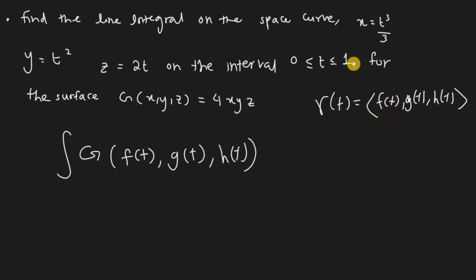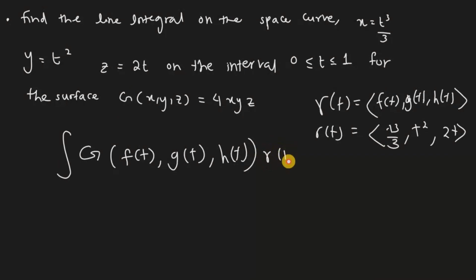And in this case, x is t cubed over 3, so this is the x component, and then g of t is the y, t squared, and then h of t is the 2t. If you're unsure how I wrote this, I made a lot of videos on vector functions, so you can check that out. It's listed in the I button, or in the Calculus 3 playlist.